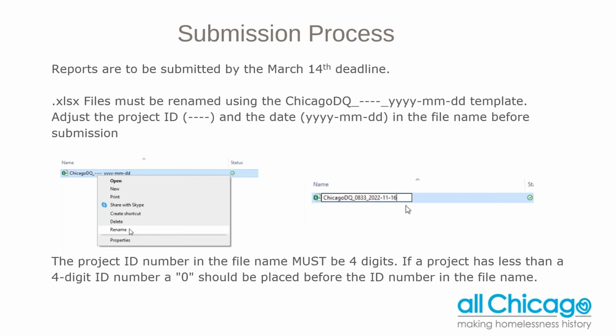One thing to keep in mind is that the project ID number must be 4 digits. So it must be 4 characters. So if your project ID number is 3 digits, you're just going to want to put a 0 before your project ID number just to make it 4. That way it makes sure that it's following the correct format to get included.